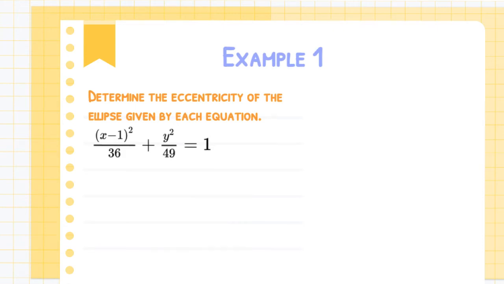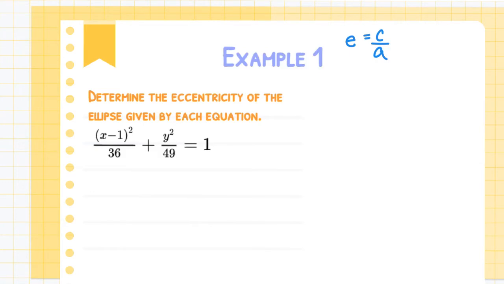Example 1. Determine the eccentricity of the ellipse given by each equation. Now, the formula for the eccentricity is e equals the ratio of c to a. So it's going to be c over a.